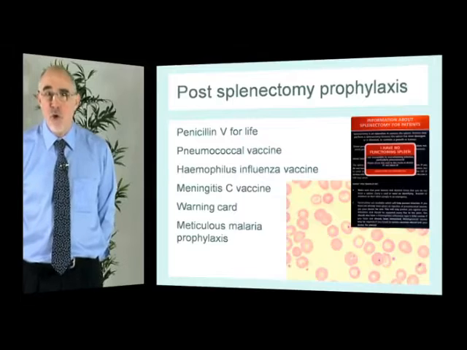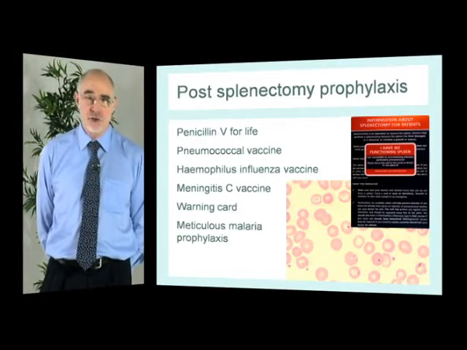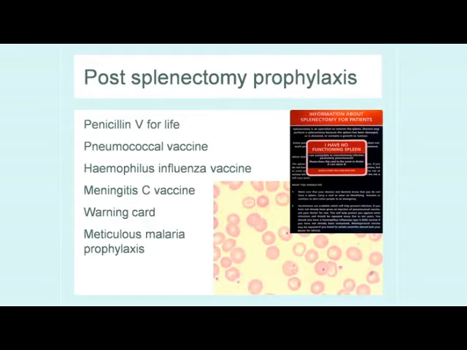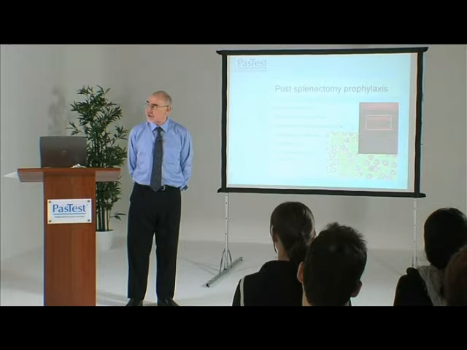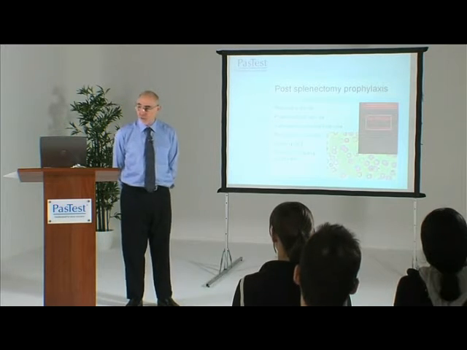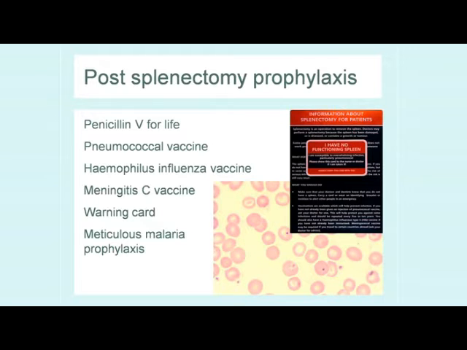Pneumococcal vaccine is now incorporated into paediatric immunization schedules, but most of us will not have received pneumococcal vaccine. If we are hyposplenic, we should receive it. Hib, I hope most of us will have had Haemophilus influenzae vaccine. If not, you need it. And similarly with meningitis immunization. There is a warning card shown on the screen that is available from the NHS for the patient to keep in their wallet, along with an explanatory pamphlet. And should they visit a malarial area, they will need meticulous anti-malarial prophylaxis.